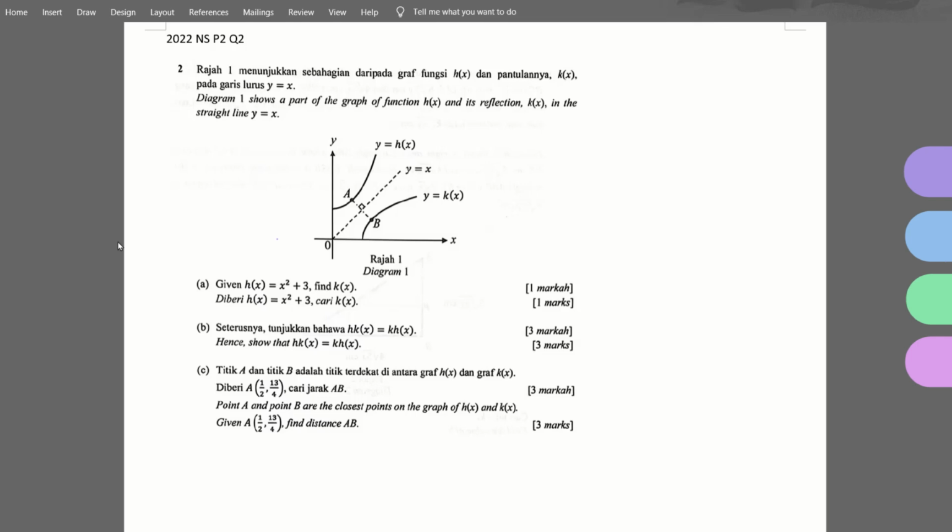So for this video, we will look at a question from Form 4 Chapter 1 Functions. Before we begin to discuss this question, you can have a look and try it by yourself first.